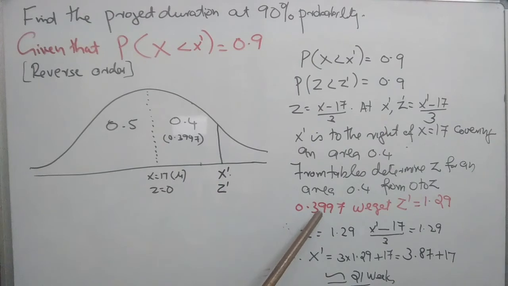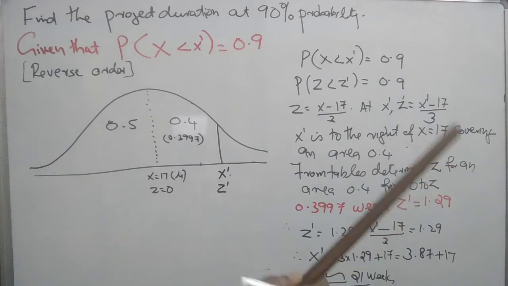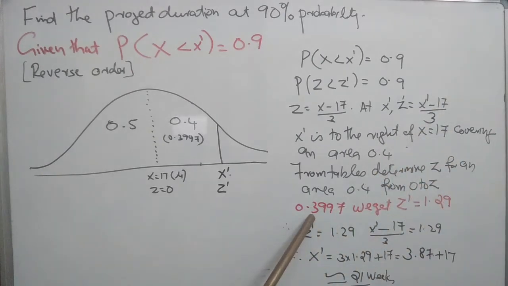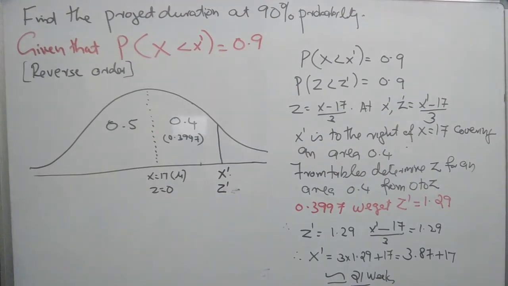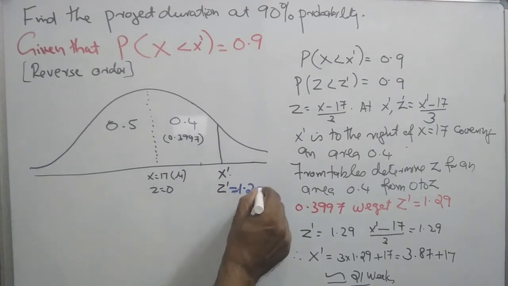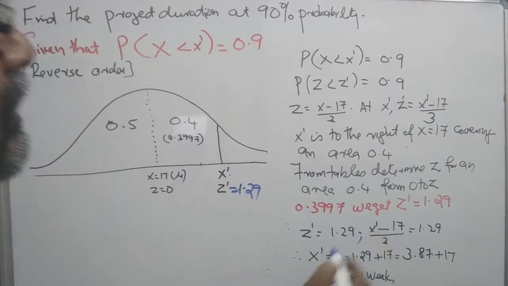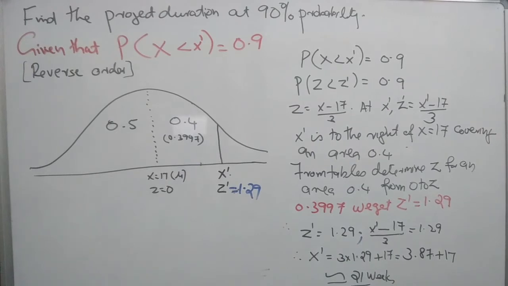Using tables, we cannot locate the exact area 0.4. Using standard normal tables, I am using 0.3997. The next value is 0.4015. So I am preferring this value. We get z dash is 1.29. That is, z dash is 1.29, where z dash is (x dash minus 17) by 3.